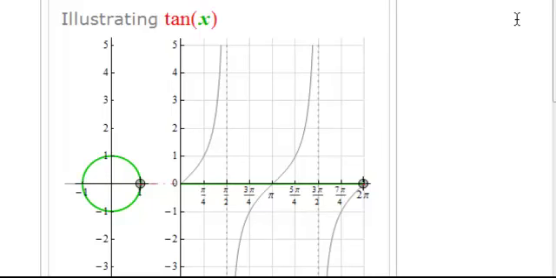Okay, I hope that helps you out with the graph of the tangent function. We'll work a couple problems in the next video, and that should do it for the tangent function. See you in the next video.